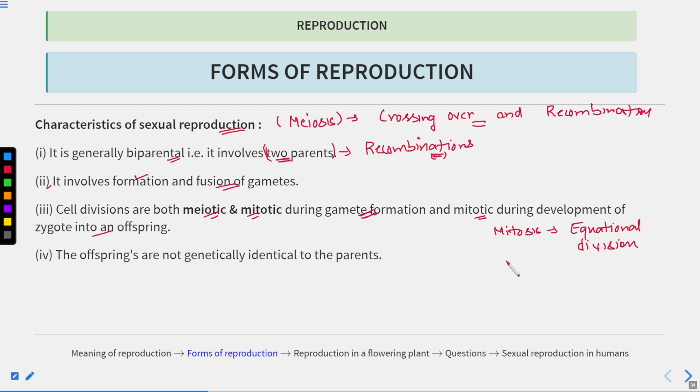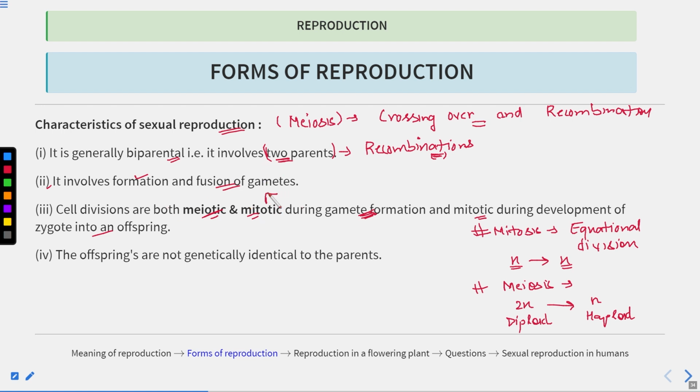Now in mitosis, what happens? If this was a haploid cell, then after mitosis the haploid condition will be maintained. Now if we talk about meiosis, in meiosis what happens? Initially the cell should be diploid. Then only meiosis will take place, and after meiosis the cell will be haploid. So gamete formation means the formation of the gametes, or gametogenesis. It involves both meiotic as well as mitotic division.